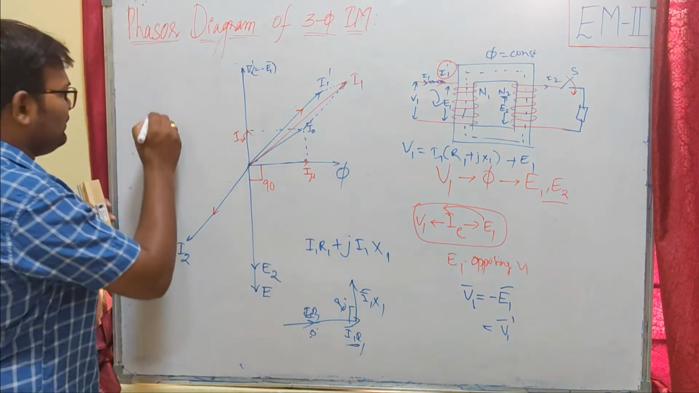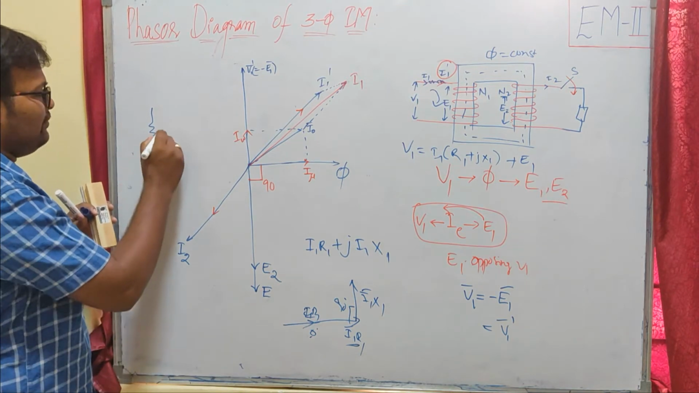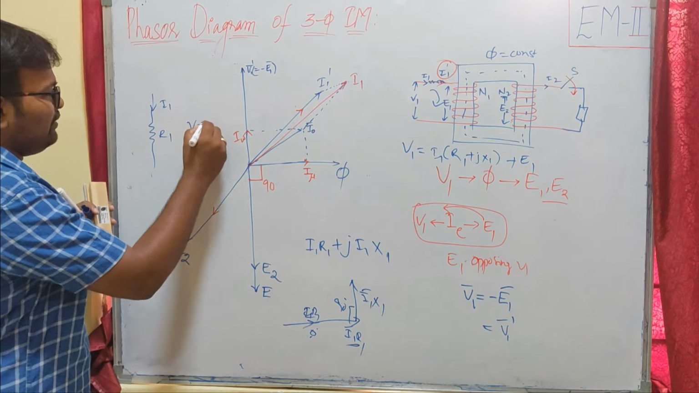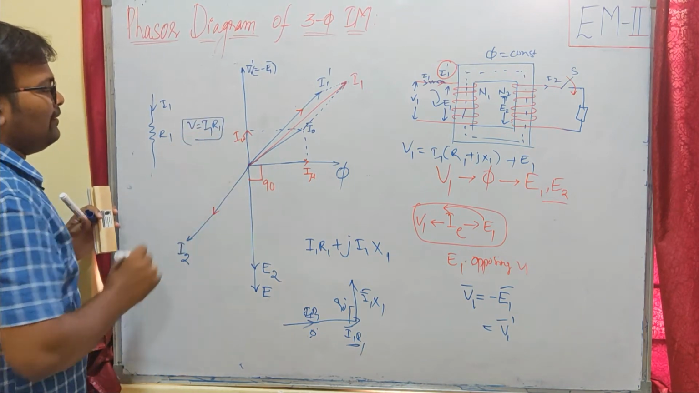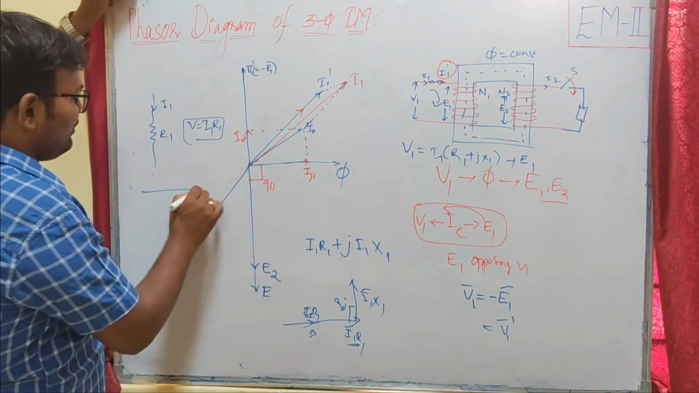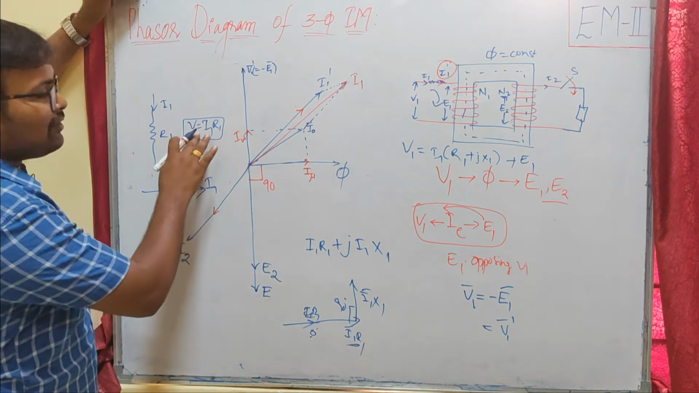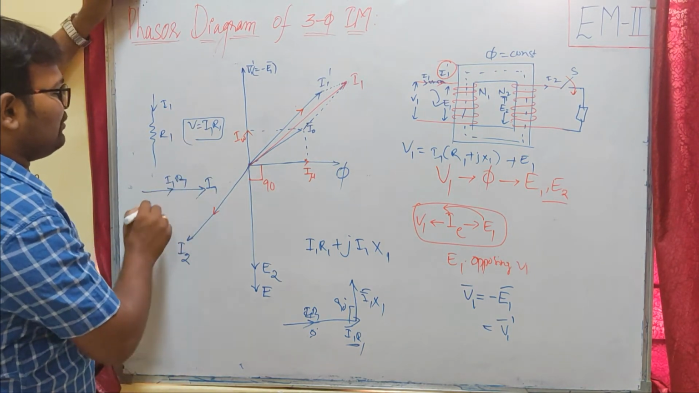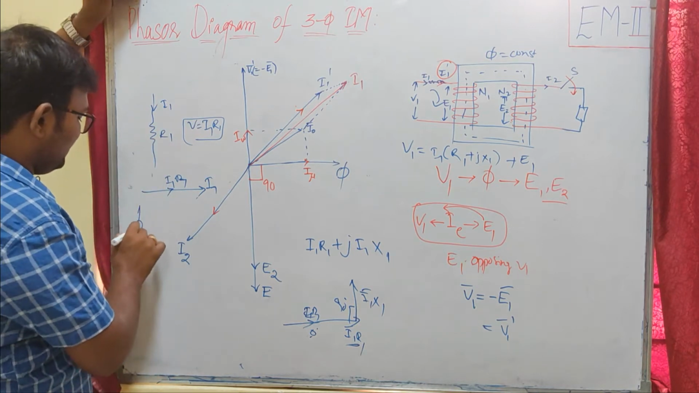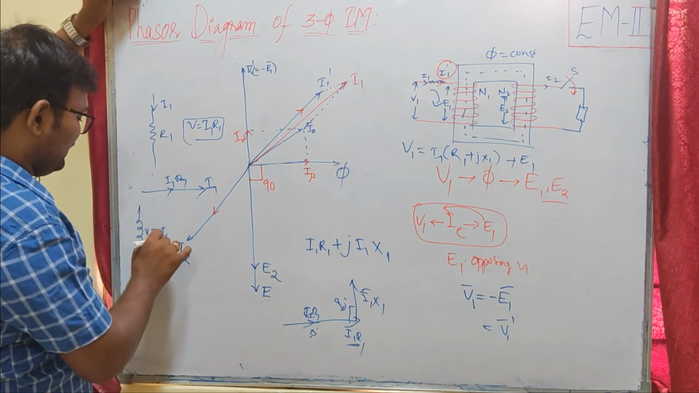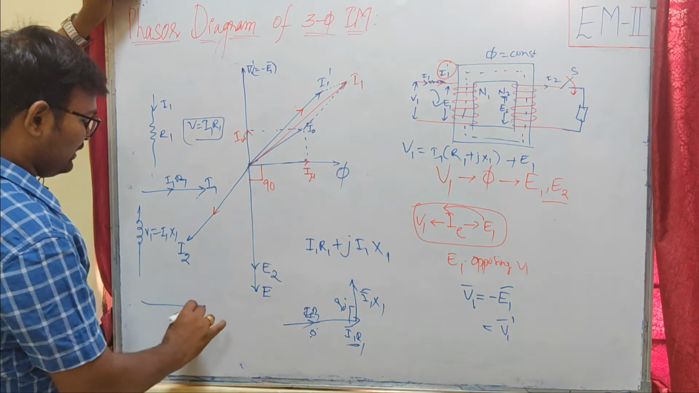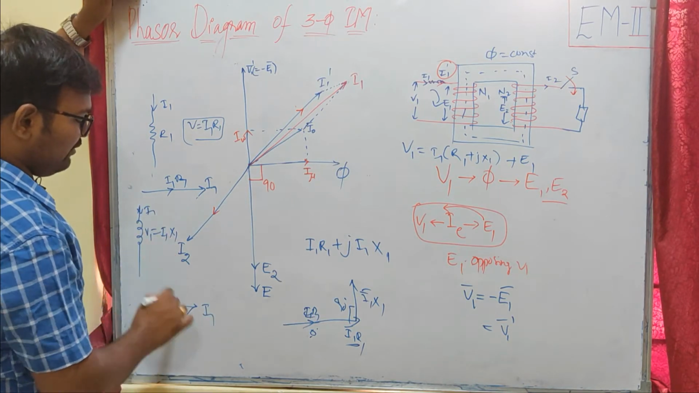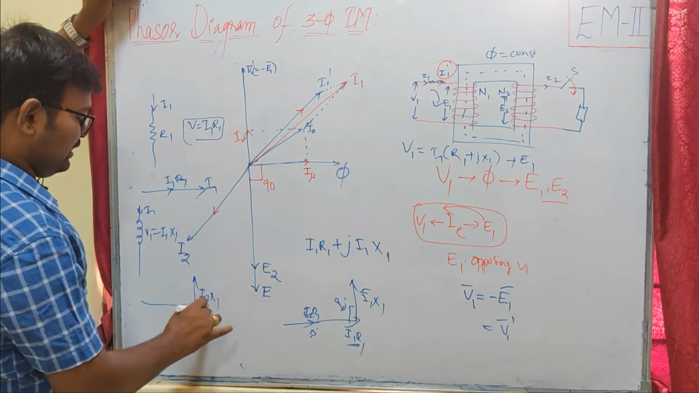Let me explain here. If I have a resistor R1 with a current I1, the drop due to the resistance will be I1 R1. If I have a phasor for I1 like this, the phasor for the voltage drop I1 R1 will be in phase with the I1 current because there is no phase angle. If I have an inductor with voltage I1 X1, and I consider this as the I1 phasor, the phasor for I1 X1 will be 90 degrees from the I1 phasor.